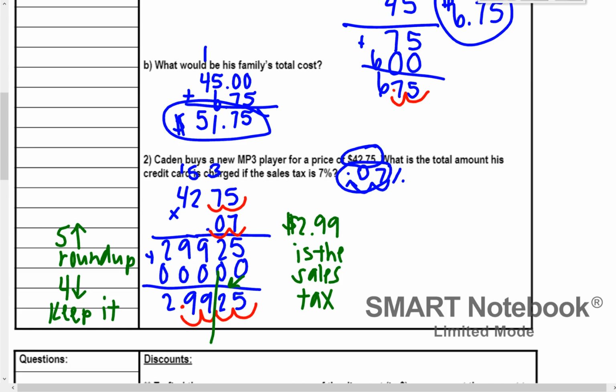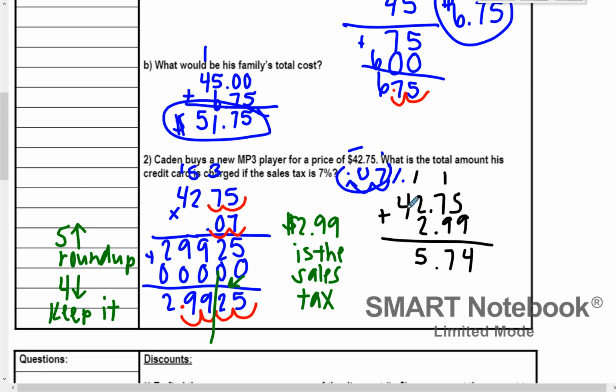So we are going to take our original price, which is $42.75, and add in our sales tax of $2.99. 9 plus 5 is 14. 9 plus 7, well, I grouped together my 1 and my 9 to make it a 10, plus 7 is 17. When we're adding decimals, we line up our decimals and just drop it down. 2 plus 2 is 4, plus 1 is 5. 4 plus nothing is 4. Our total cost, or the cost that his credit card will be charged, is $45.74.